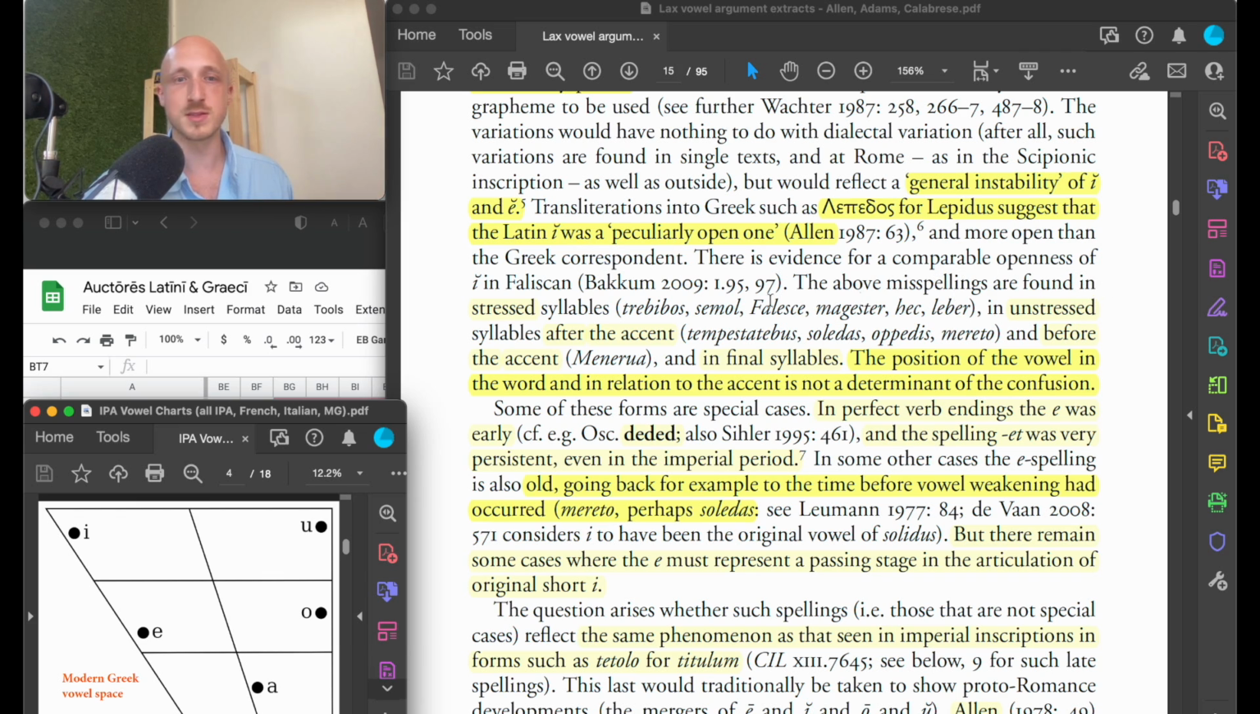So the above misspellings are found in stressed syllables: trebibos, semol, falesque, magester, hec, leber. In unstressed syllables after the accent: tempestatebus, soledas, opedis, merito; and before the accent: menerva; and in final syllables. The position of the vowel in the word and in relation to the accent is not a determinant of the confusion. And this is what's going on in early Latin.